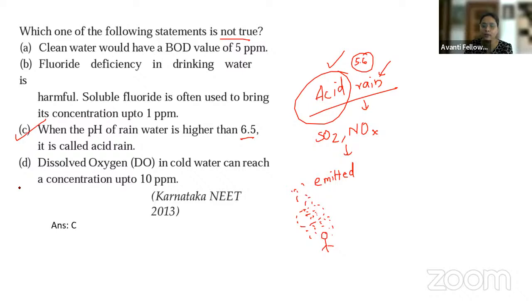Does anyone have any doubt about this? Other options are true. So what is the BOD of clean water? It is 5 ppm. Fluoride deficiency in drinking water is harmful. Soluble fluoride is often used to bring its concentration up to 1 ppm. So fluorides are present in our drinking water, and their concentration is up to about 1 ppm.